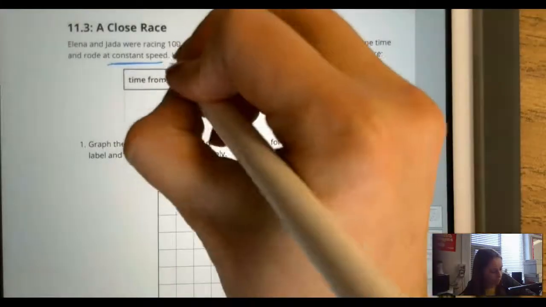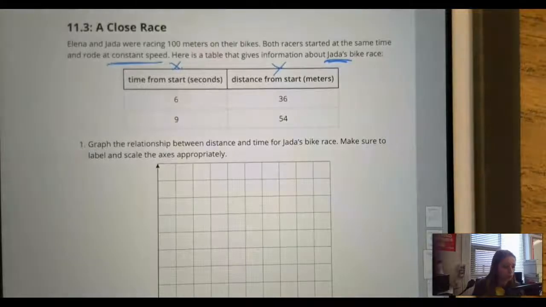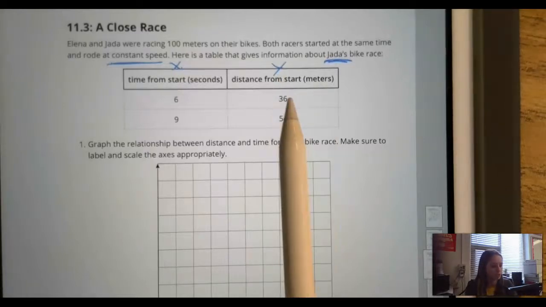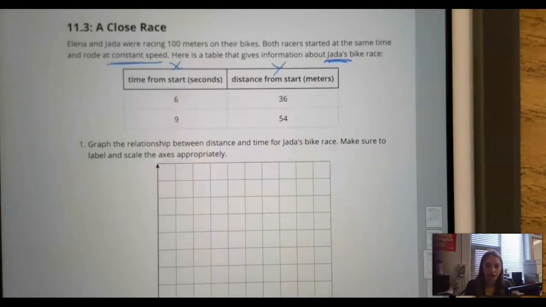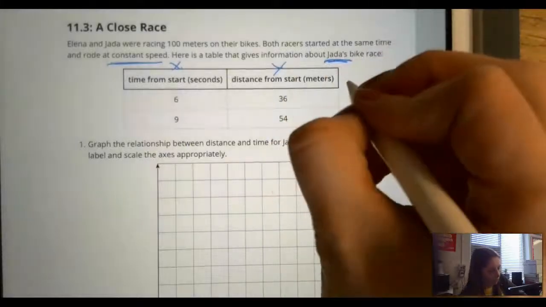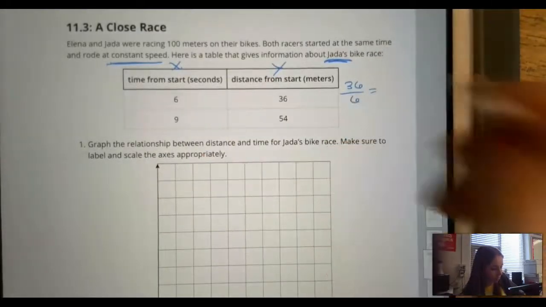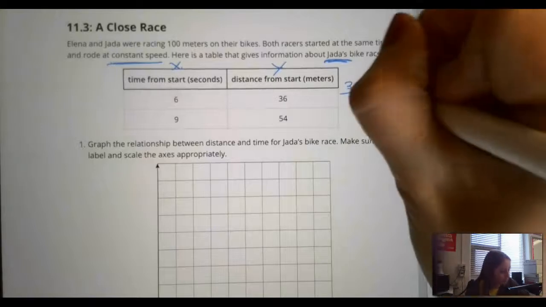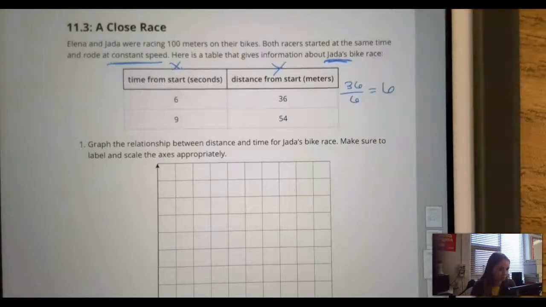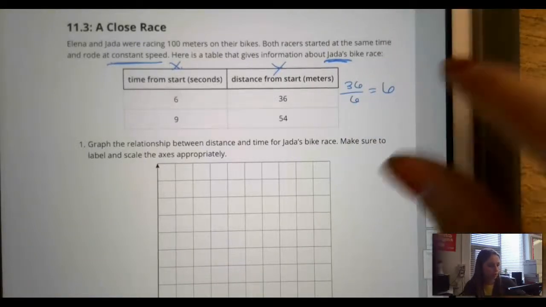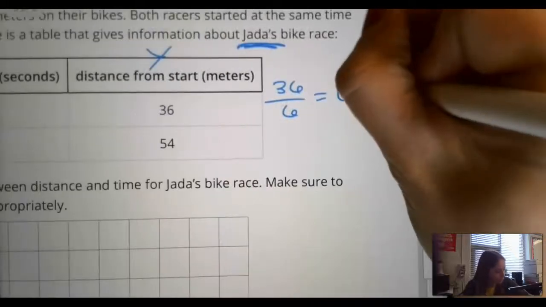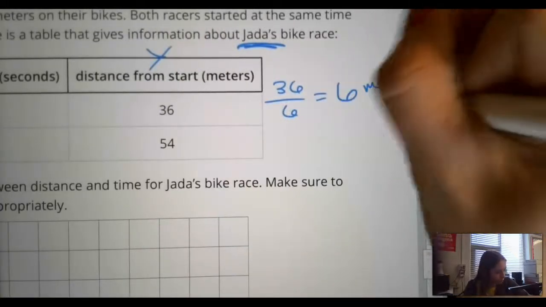Alright, so we're going to label our x and y values here. And so we need to figure out what her constant speed is. Alright, so what we can do is put our y over x. So our y value is 36, and our x value is 6. So 36 divided by 6 gives us 6. Alright, so this would be 6 meters per second.